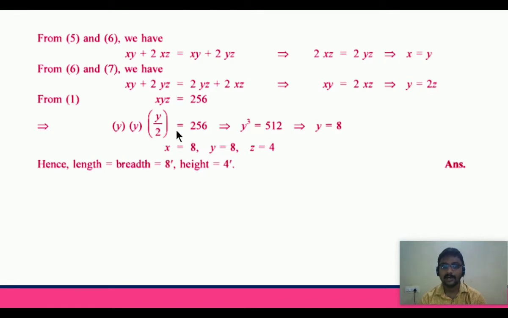Now simplifying, y cube by 2 is 256, which implies y cube is 512, but 512 can be written as 8 cube. So y cube equal to 8 cube, which implies that y is 8. Replacing in this equation, we will have x is also 8. Replacing y value as 8 in 8 equal to 2z, which implies that z is 8 by 2, that is z value is 4. So these are the dimensions of the box. Length is 8 units, breadth is 8 units, and the height is 4 units. So these are the dimensions of the box, so that the box is made with material of least construction cost.